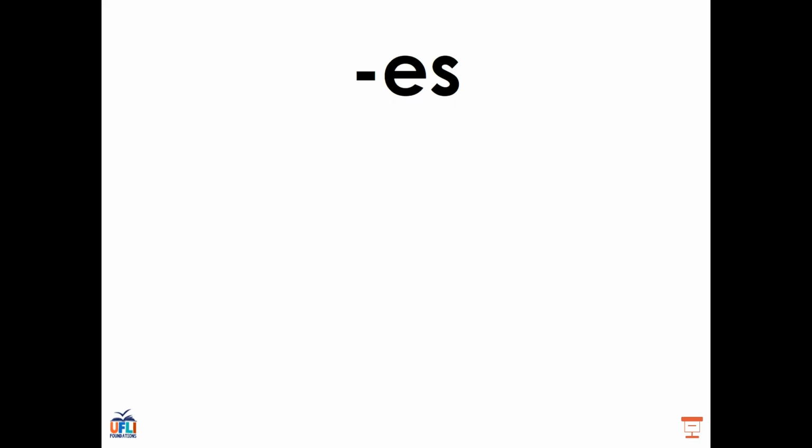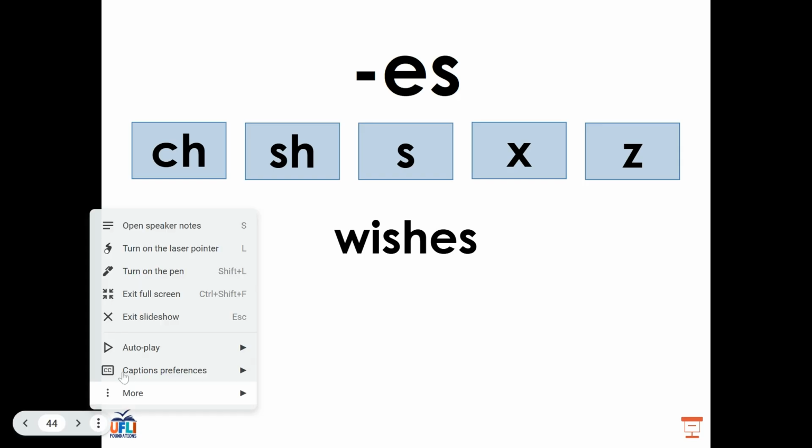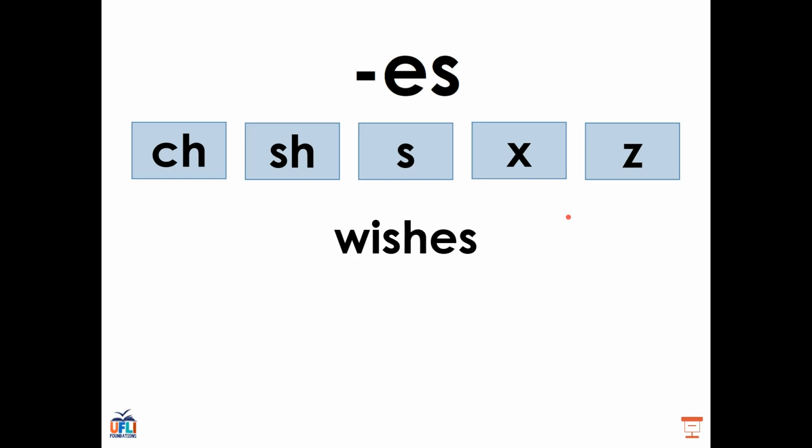The suffix es functions in the same way as the suffix s, in that it makes nouns plural and indicates present tense for verbs. But the suffix es is used when a word ends in ch, sh, s, x, or z. For example, the word wishes. In the word wishes, the base word is wish. The base word wish ends in sh. That means we can't just add an s suffix, we need to have a vowel. So we need to have the es suffix.